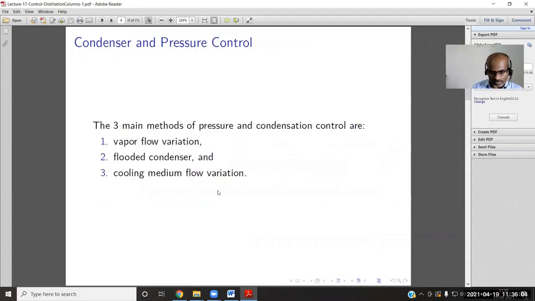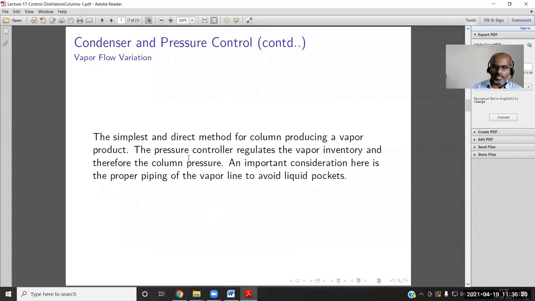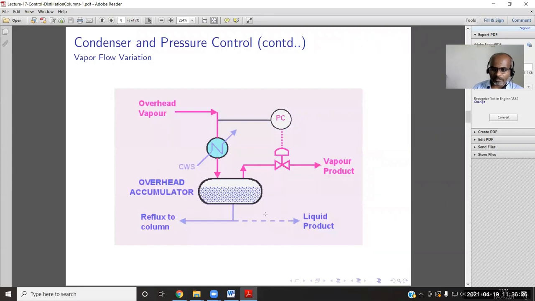So the simplest way is simply adjusting the cooling medium flow. There are main 3 methods: vapor flow variation, flooded condenser, and cooling medium flow variation. The cooling medium flow variation is the easiest. Simplest and direct method is cooling. Okay, I cannot read that. Later on.